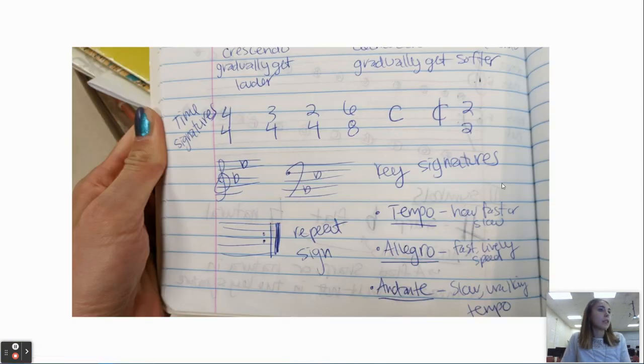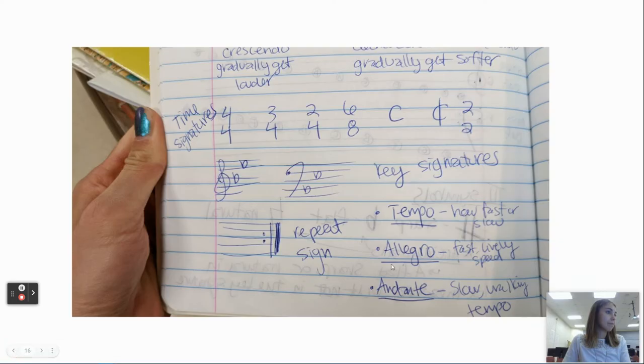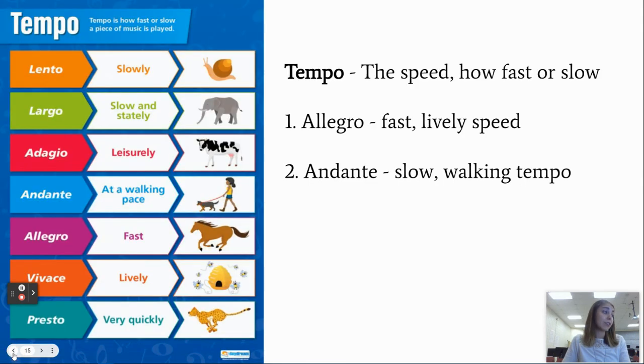And then this is how you could have written it, some examples, right? Different key signatures, tempo, how fast or slow, allegro, andante, right? These are some examples of how you could have written in your own study guide. And that's it. So make your study guide, use it to answer questions.